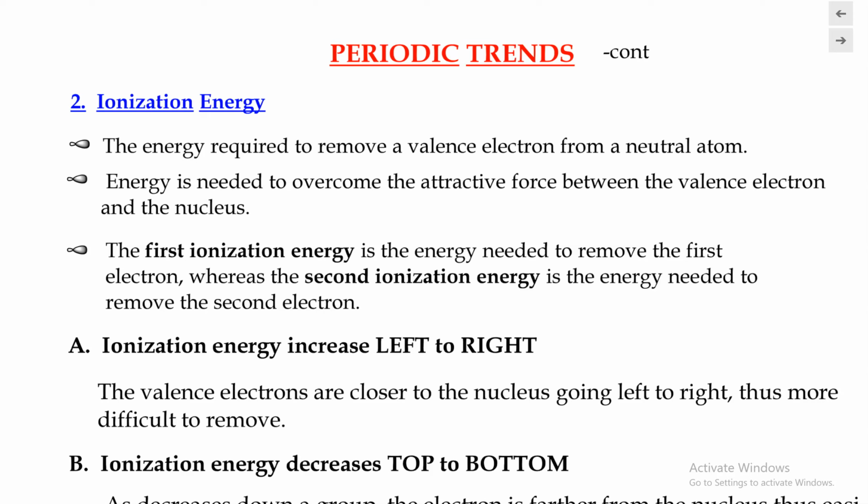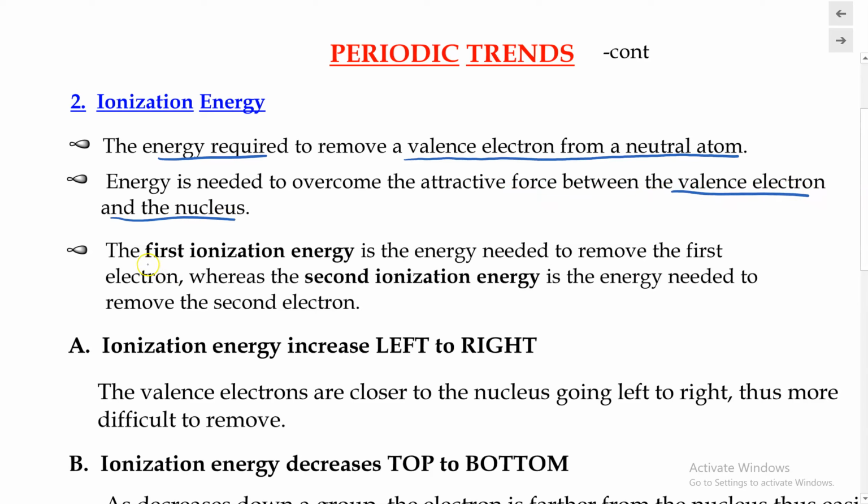So ionization energy, by definition, is basically the energy required to remove a valence electron from the neutral atom. The electrons are attracted to the nucleus electrostatically, and therefore in order for us to remove an electron from an atom, an ion, or a cation, we need to add in energy to overcome the attractive force between the valence electron and the nucleus.